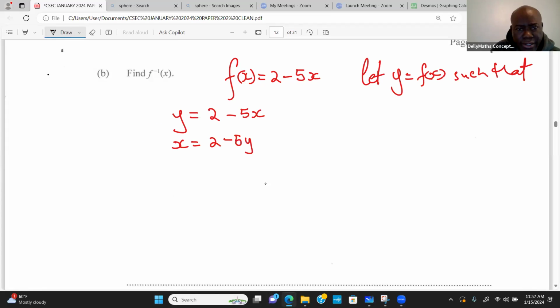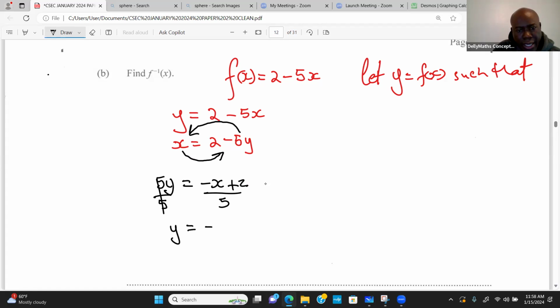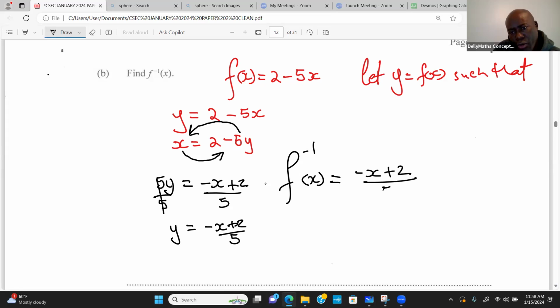And if I want a positive y early, I could just simply get this on that side and then get the x on the other side, right? So I'm going to have a positive 5y here, which is now equal to negative x plus 2. And then I'll divide both sides by 5. And then y is equal to negative x plus 2 all over 5. But at the end, I need to respond to the question. The inverse of f of x is negative x plus 2 all over 5.